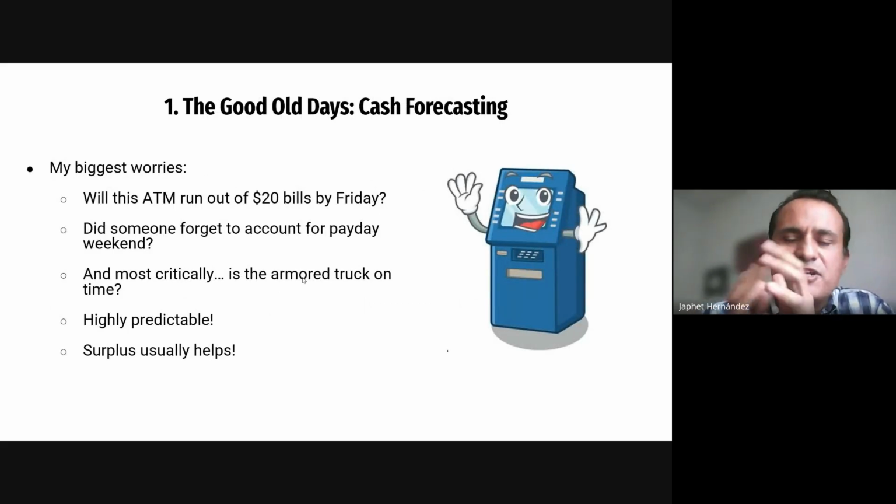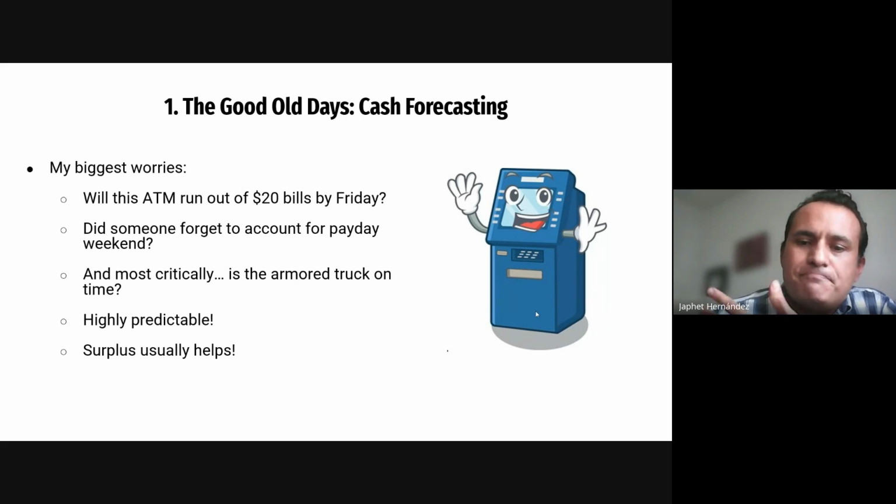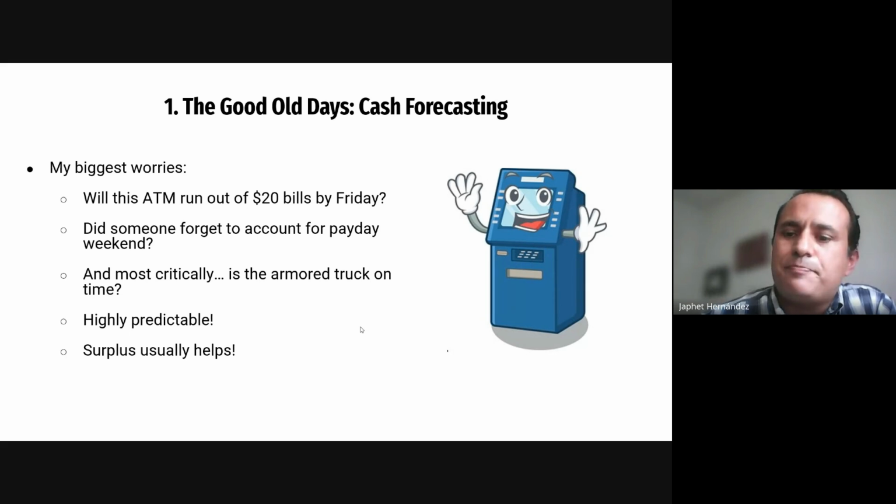So some experience that I have: I did forecasting in the past, but I did inventory forecasting back at BBVA. My life was simple. My biggest worries were, will this ATM run out of 20 pesos bills by Friday? By the way, I'm from Mexico. That is why Mexican pesos. Did someone forget to account for payday weekend? And most critically, is the armored truck on time? So the variables were very physical, very accountable, and blessedly predictable. What happened if you missed a forecast? No big deal. Just stuff more cash into the machine. It was the luxury of tangibles.